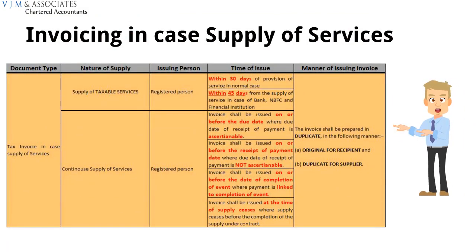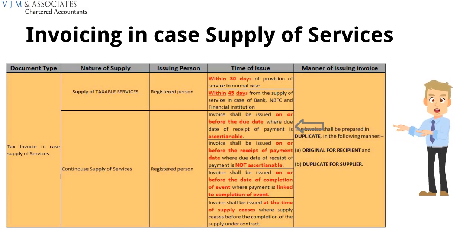Where a registered person is involved in the supply of taxable services, the tax invoice will be issued within 30 days from the date of services provided. However, in the case of banking companies, NBFCs, and financial institutions, the tax invoice will be issued within 45 days. In case a registered person is involved in a contract of continuous supply of services, the date of the tax invoice depends on the terms in the contract.